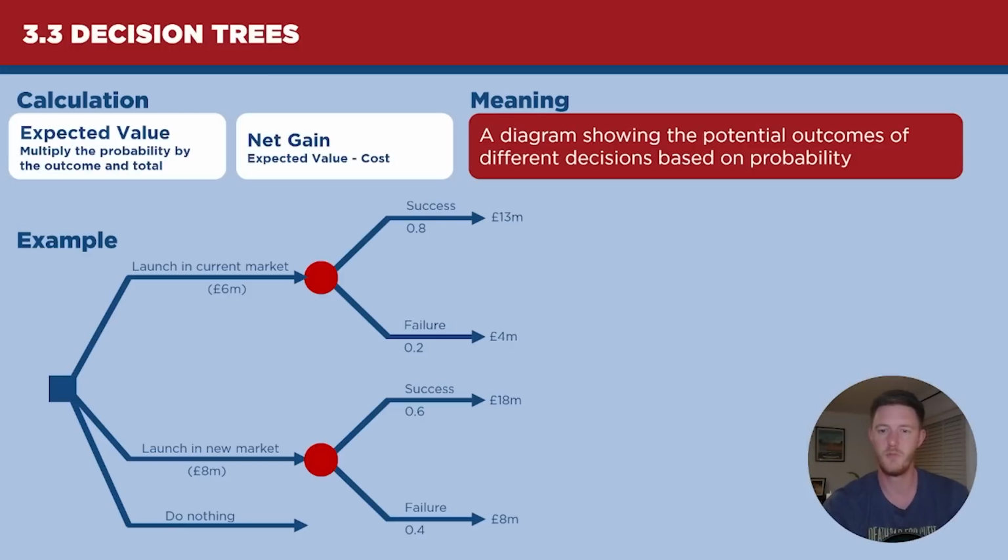And then with the new market, success is 60%. Less likely to be successful. New market, I guess there's more variables there. But if it is a success, it's going to make us £18 million. And if it's a failure, it's going to make us 8 million.